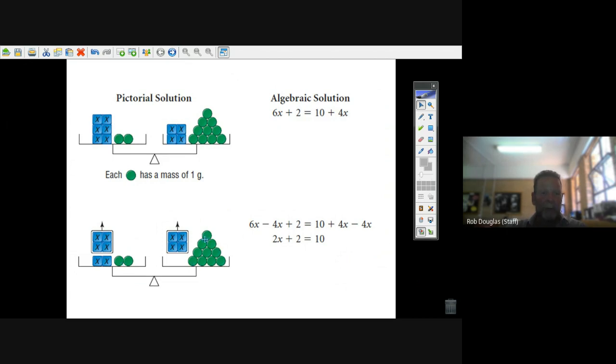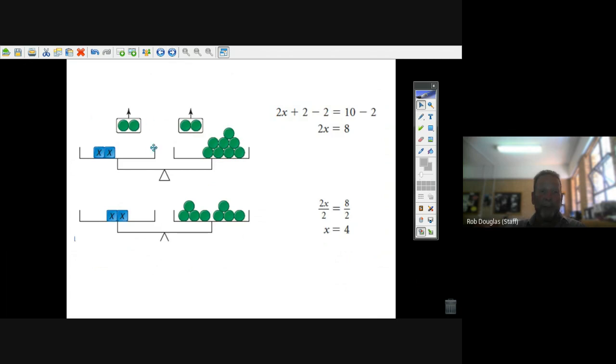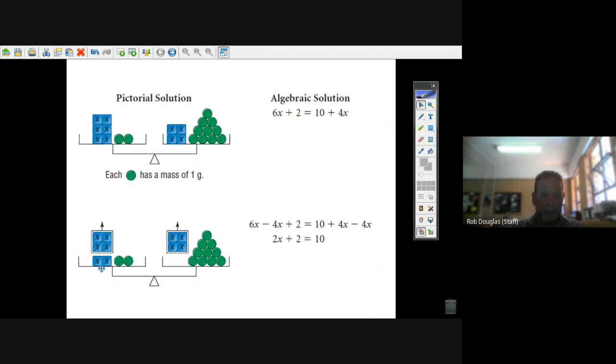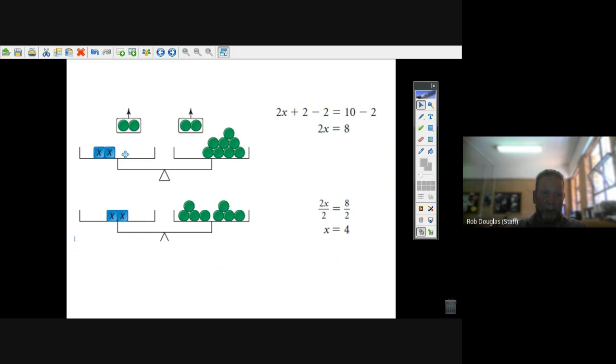Well, that's what's going on when you solve an equation. It's like a balance, and you're just taking things away. You take away 4 x's, you get 2x plus 2 equals 10. And then we would like to have the 2x by itself because we want to find out what x is. So we take 2 green balls away from both sides. They come off of here, and they come off of here. Instead of there being 10, now there's 8. So 2x equals 8.